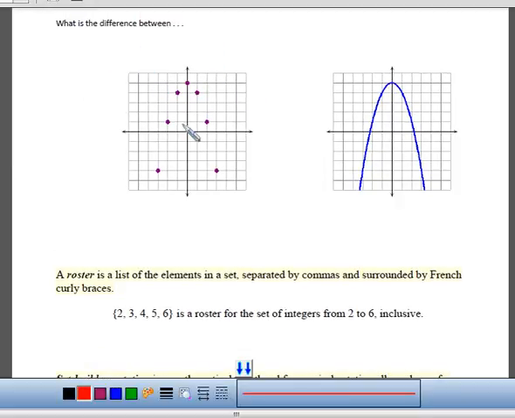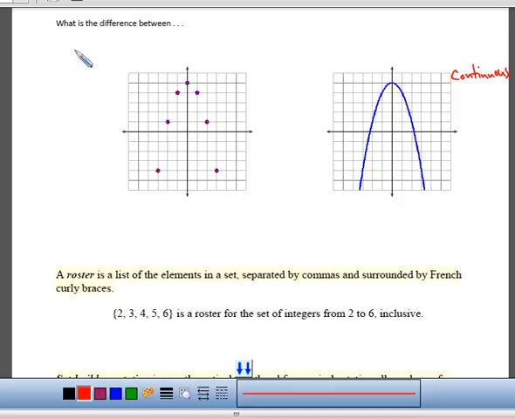So what is the difference? When you look at these two graphs, one of them is just plotted points and the other one is connected points, and so it forms a smooth parabola. So what is the difference? Well, this graph over here is what we call continuous. The points are connected because everything in between the points is included as well. Whereas this graph over here, we're just including the points themselves.